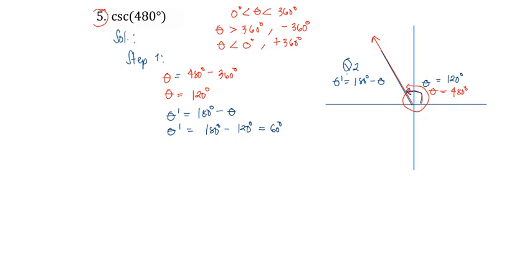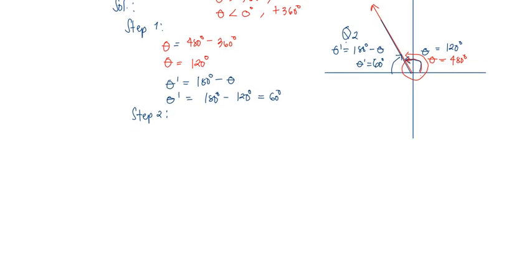So saan nakalocate yung ating 60 degrees? That would be right here. So our 60 degrees, which is the reference angle, would be here, from here to there. And then, okay, we already have our reference angle. Now we could find whichever reference triangle we could base it off from our reference angle.